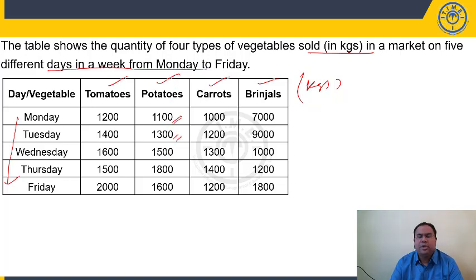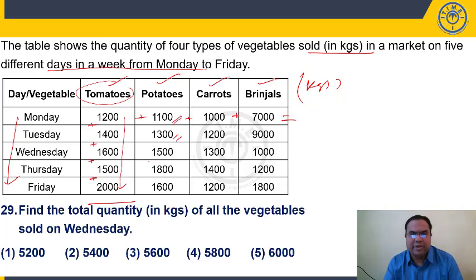But there are 2 important points here. Total number of tomatoes sold from Monday to Friday, you have to add this column wise. Let's say if you want to find the total of all vegetables sold on a particular day, say Monday, the total of tomatoes, potatoes, carrots, brinjals, then you have to add row wise. So day wise total is row wise, and vegetable wise total is column wise. Okay.